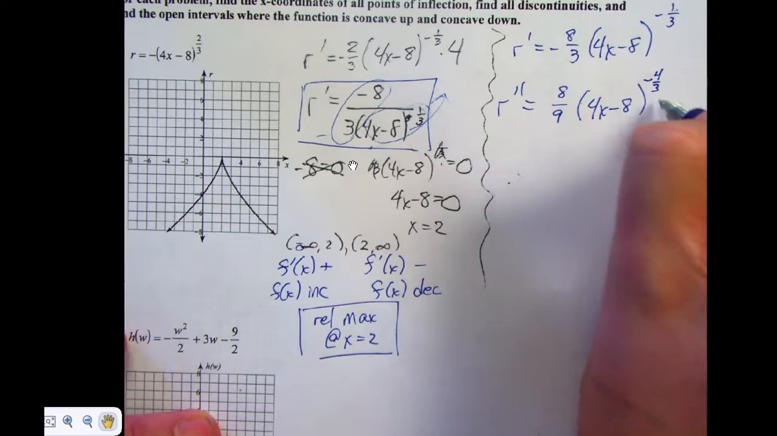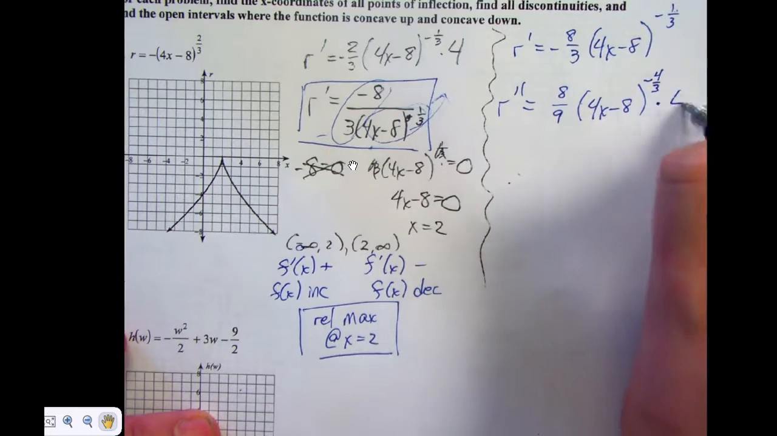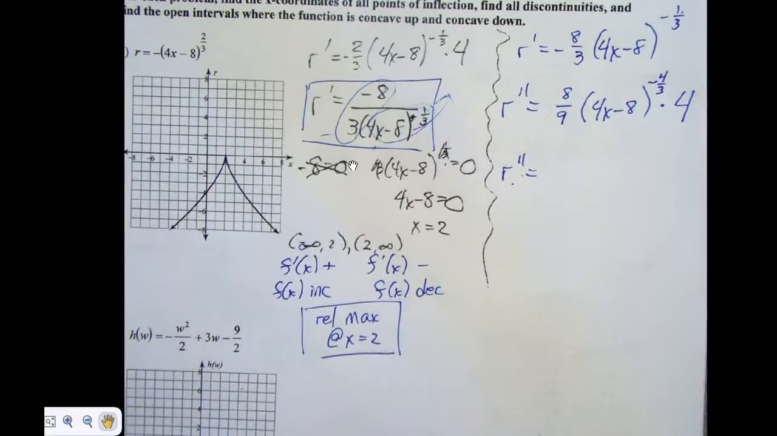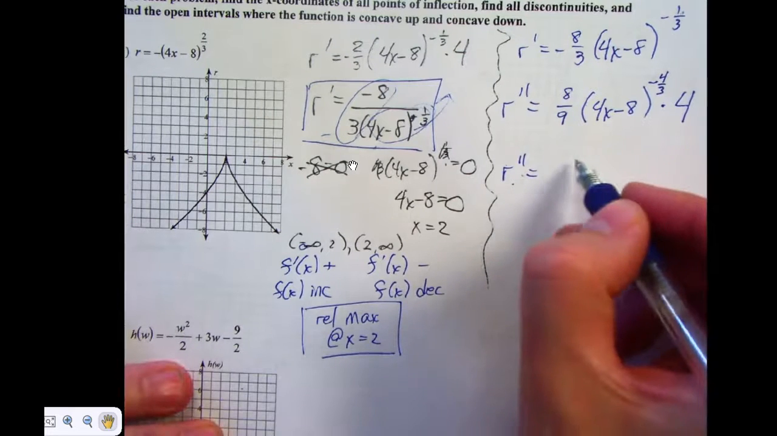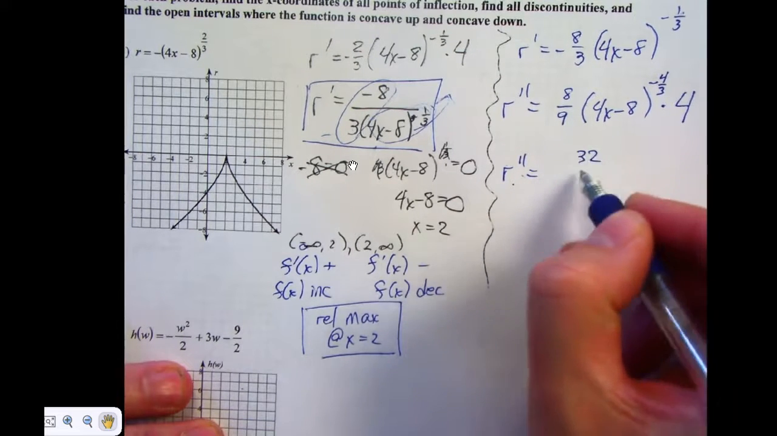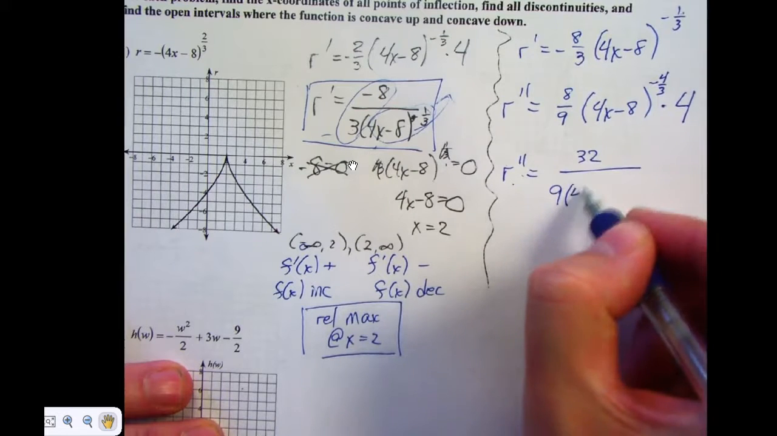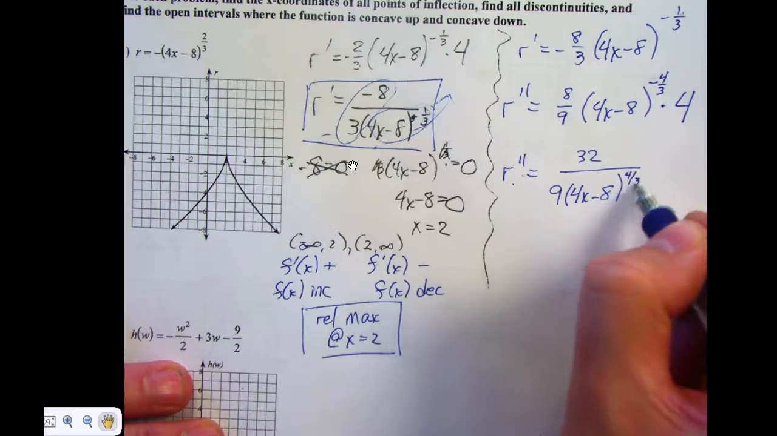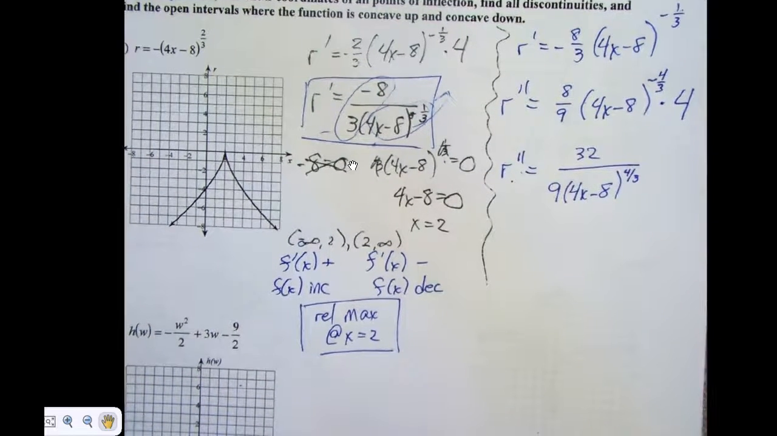Negative 4/3 times what? 4. Simplify that. So on top, 32. On the bottom, I have 9 times (4x minus 8) to the 4/3. With me?